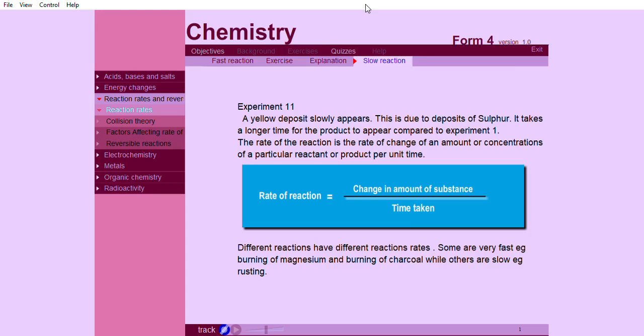The rate of the reaction is the rate of change of an amount or concentration of a particular reactant or product per unit time. Reaction rate equals change in amount of substance divided by time taken. Different reactions have different reaction rates. Some are very fast, for example, burning of magnesium and burning of charcoal, while others are slow, for example, rusting.